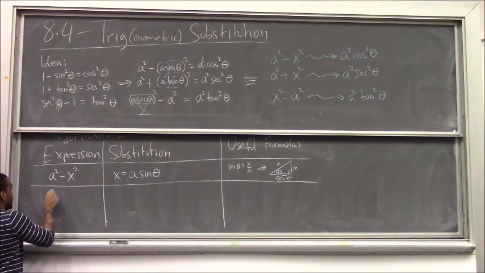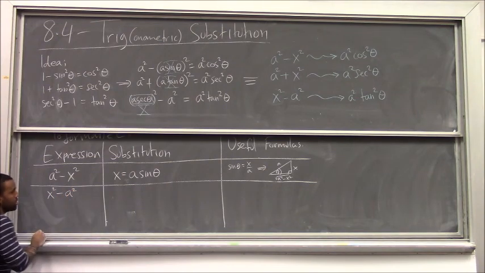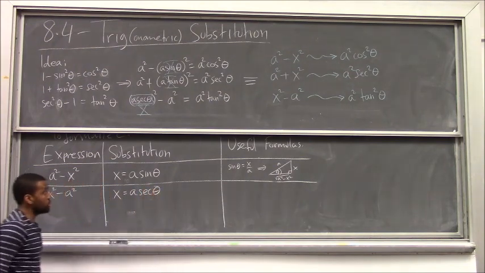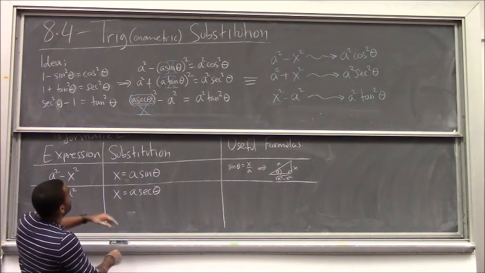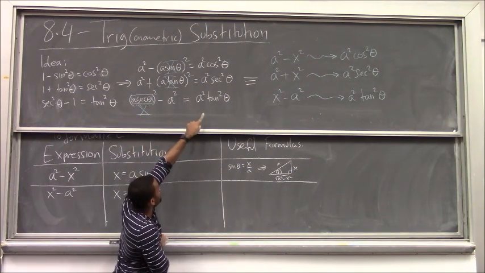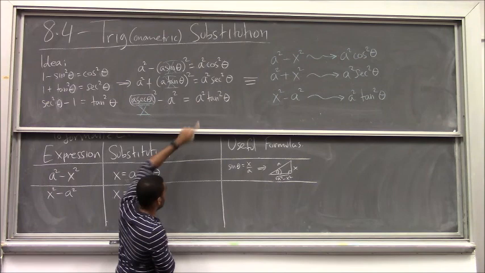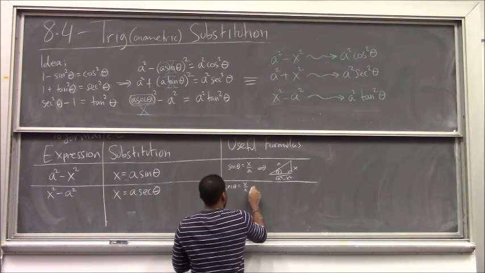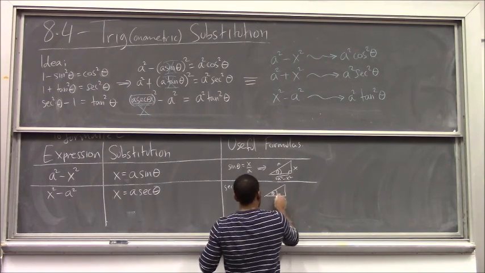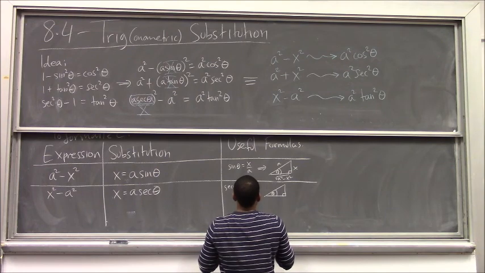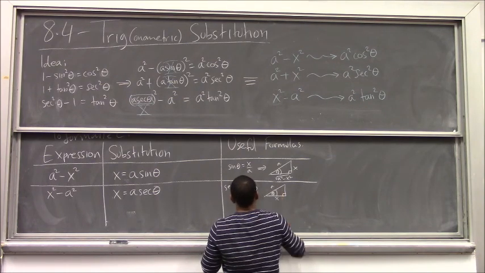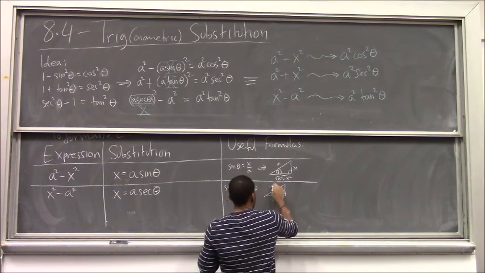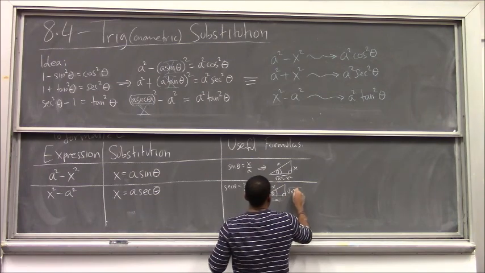Similarly, I can have x squared minus a squared. In this situation, x equals a secant theta would be a nice substitution. Why? Because if I do that here, you see that it will change these 2 terms into 1 term. And of course, this would mean that secant theta is equal to x over a. So you'd be able to get a triangle where cosine is adjacent over hypotenuse, so secant is hypotenuse over adjacent. And then the opposite side would be the square root of x squared minus a squared.